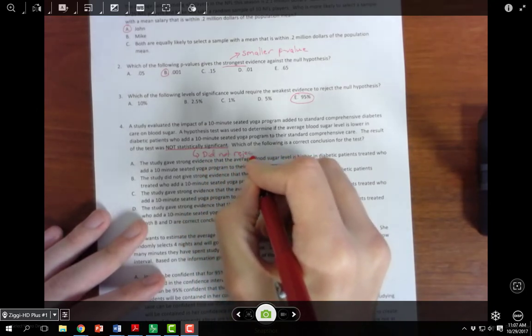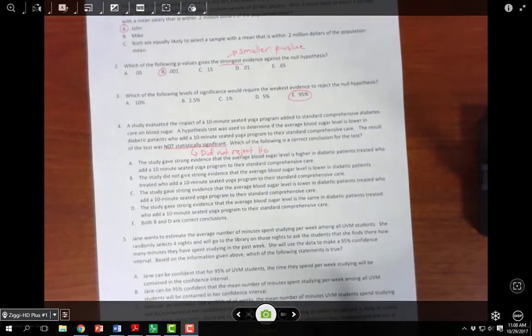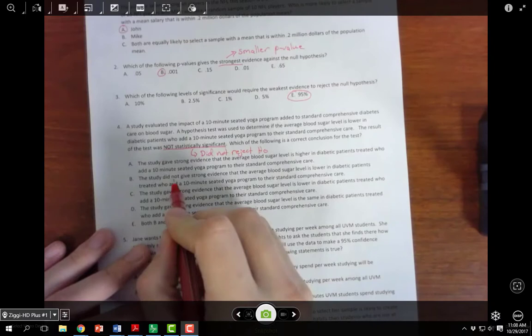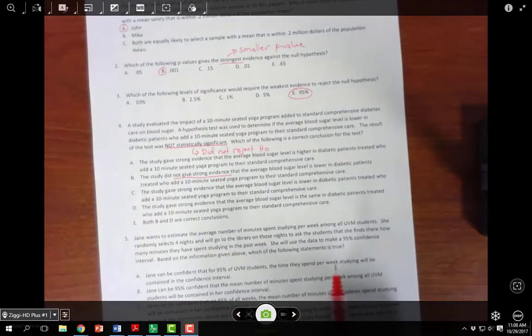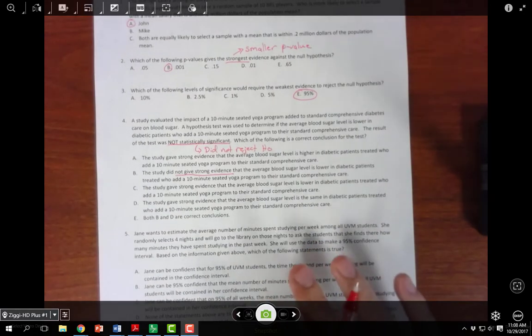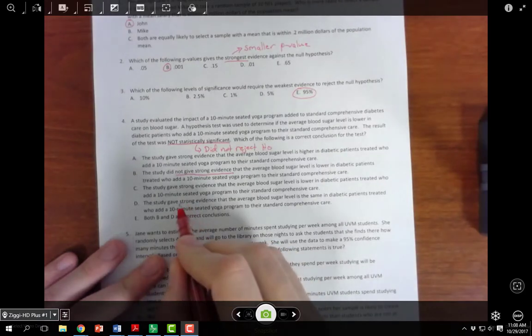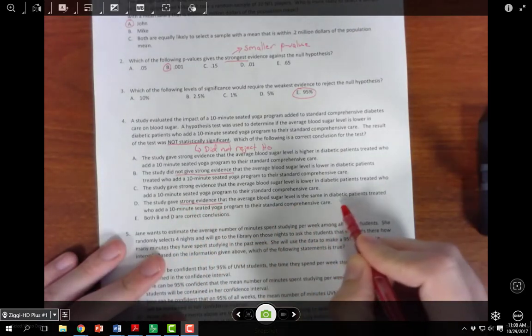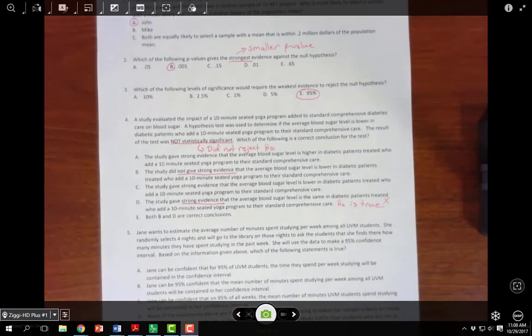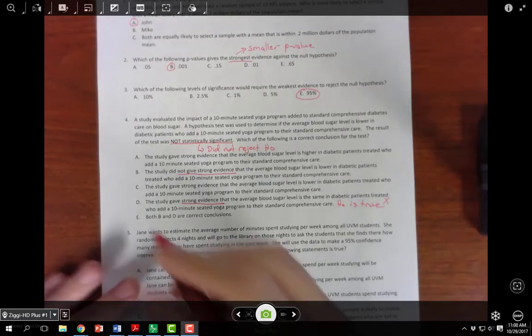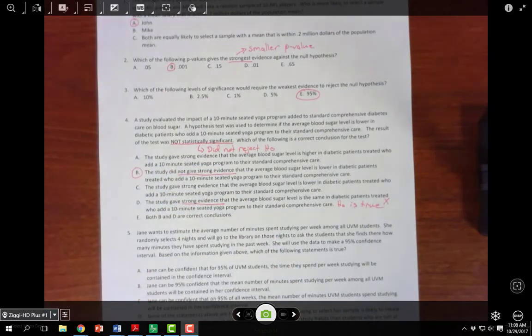reject the null hypothesis. So the two that basically say they didn't reject the null hypothesis are B, because it says the study did not give strong evidence, and D, which says that the study gave strong evidence that the average blood sugar is the same in diabetic patients treated with the 10-minute seated yoga program compared to their standard comprehensive care. What you want to remember is that we're never giving strong evidence in favor of the null hypothesis. So this last part is saying H0 is true, which we're never proving. We're never finding evidence for the null hypothesis. We're just trying to prove it wrong. So the only correct answer then would be B. At least that we don't have enough evidence to necessarily say the null hypothesis is incorrect.